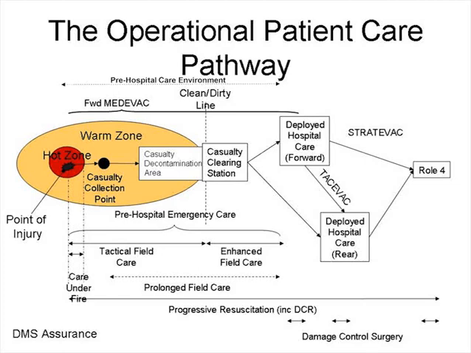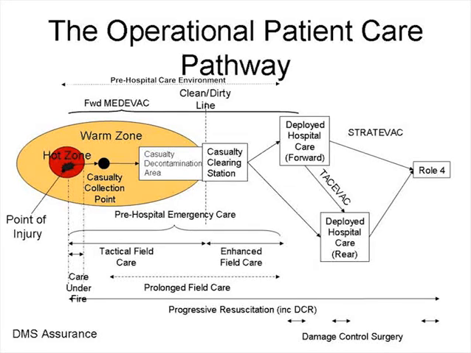Care of the casualty starts at the point of injury in the hot zone. The casualty receives care under fire during extraction from the hot zone, which extends to the remainder of the tactical field care capability. Casualties are amalgamated at the casualty collection point. After initial triage, casualties are transported to a casualty decontamination area, where they are sanitized to remove any threats to their health or that of their carers. If it is not possible to medically evacuate them directly to deployed hospital care, casualties are transported to a casualty clearing station for emergency team care, pending medical evacuation to deployed hospital care.